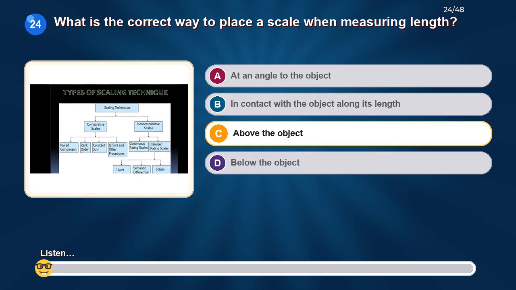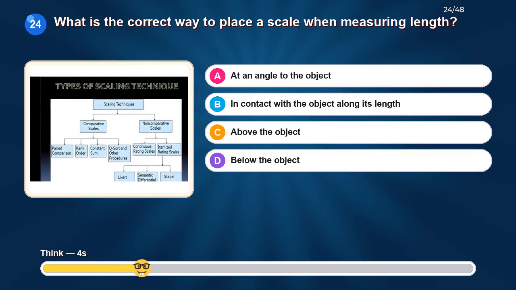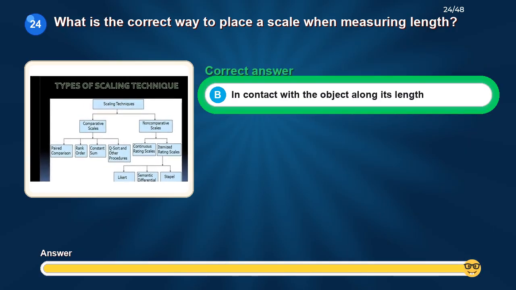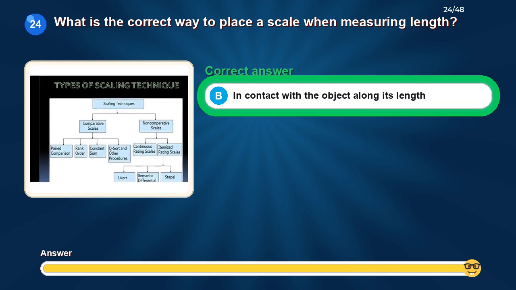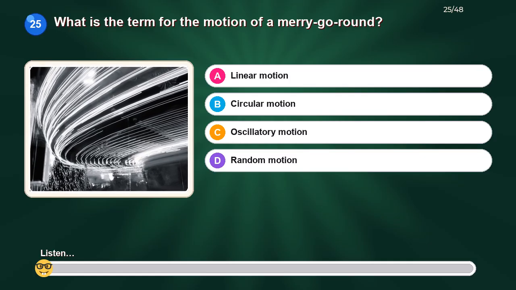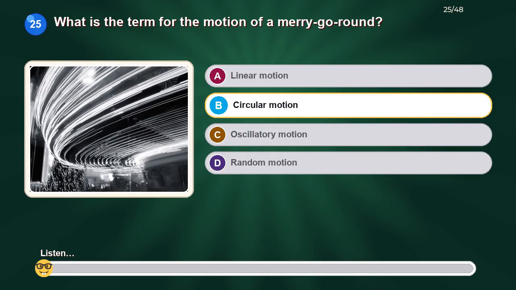Option C. Above the object. Option D. Below the object. The correct answer is in contact with the object along its length. What is the term for the motion of a merry-go-round? Option A. Linear motion.